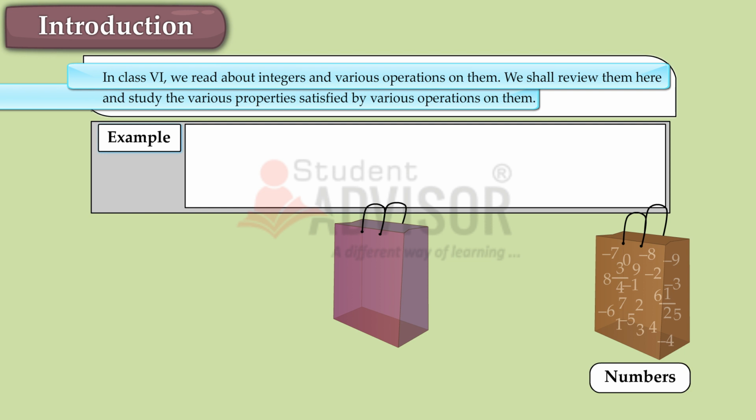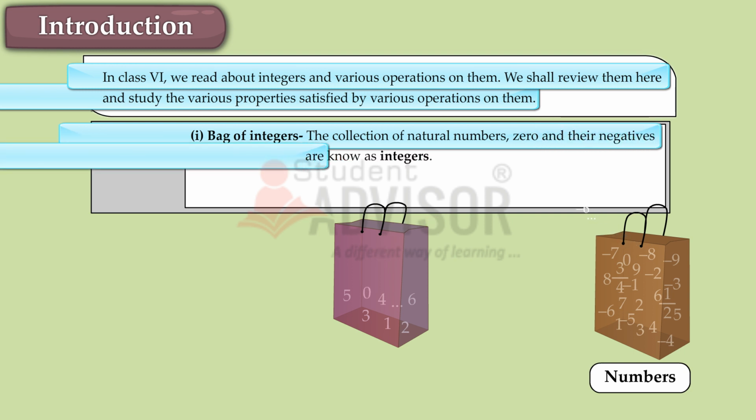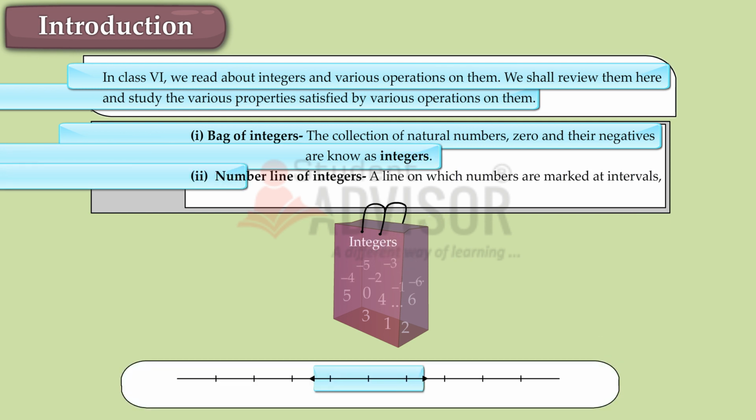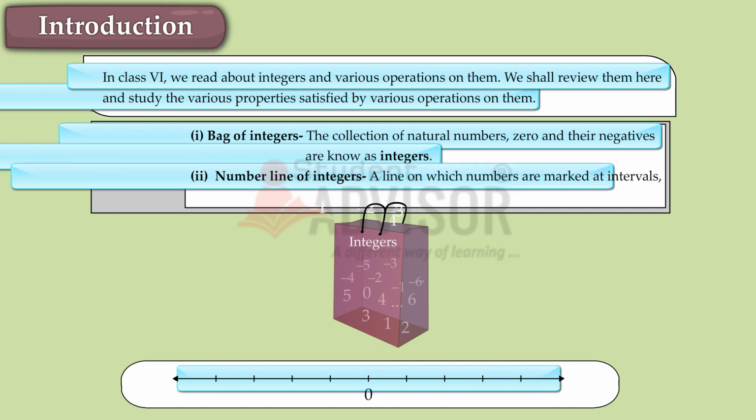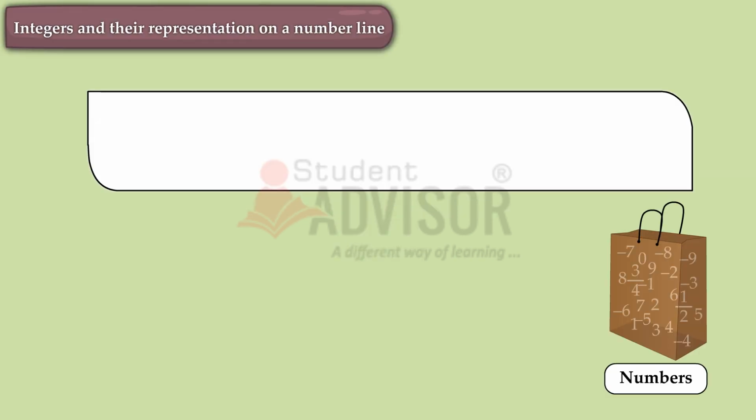Study the given example. Bag of integers: the collection of natural numbers, zero, and their negatives are known as integers. Number line of integers: a line on which numbers are marked at intervals, used to illustrate simple numerical operations. Integers and their representation on a number line.